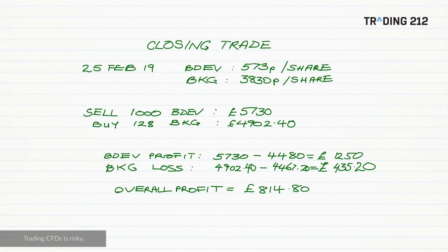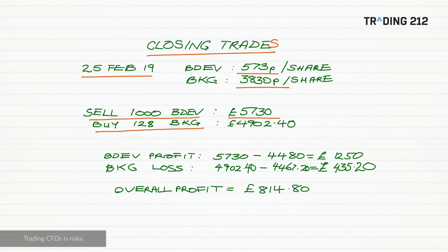And now a look at the closing of our strategy, the trades involved for our pair of equities. By the 25th of February 2019, so a good few weeks on from when you opened, the prices had moved to these levels. These are near the high of the day. And the trades we would do would be the opposite way around to the way that we traded at the open. So you'll be selling 1,000 shares of Barratt Developments at £5.73 a share. That is a sale value of £5,730. And then we're buying 128 shares of Berkeley Group at £38.30 per share.